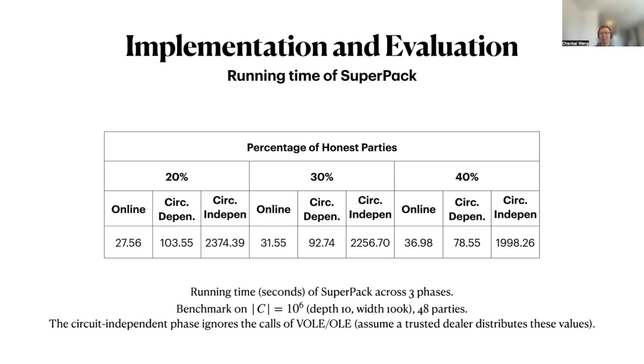And we show the running time of the SuperPack across 3 phases when the percentage of honest parties increases from 30% to 40%. In these benchmarks, we use a circuit size of 1 million gates, and we assume that n equals 48. And as you can see, both the online phase and the circuit-dependent pre-processing phase are super efficient in terms of running time, and the circuit-independent phase is slower, but the cost is reasonable.